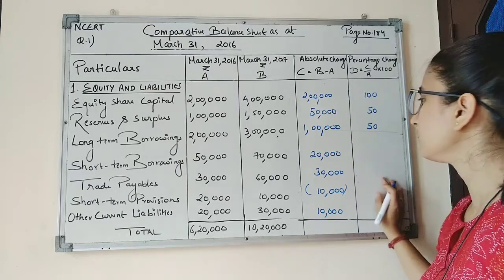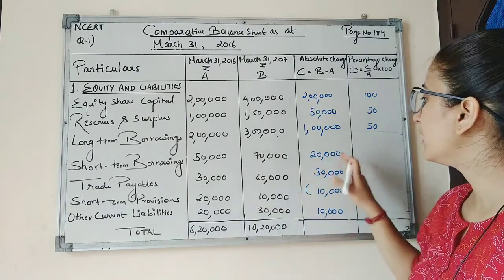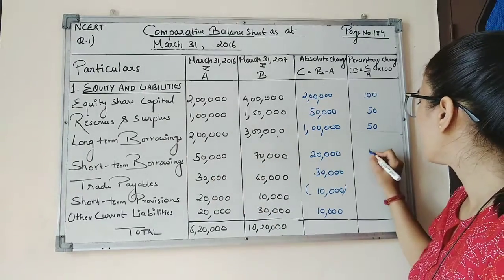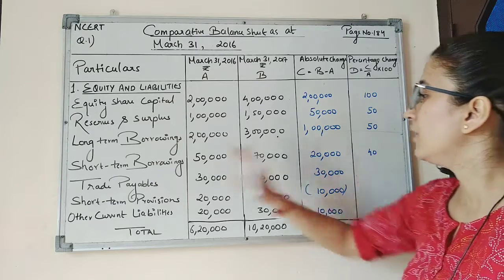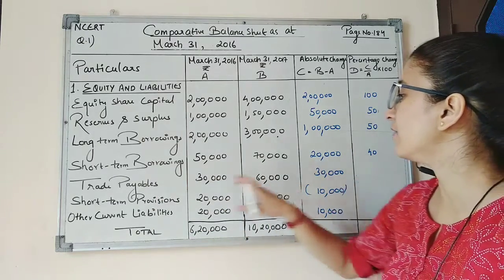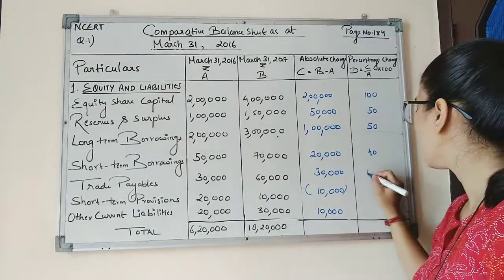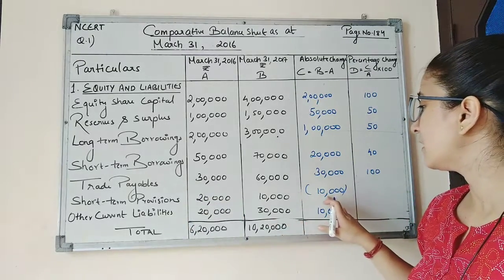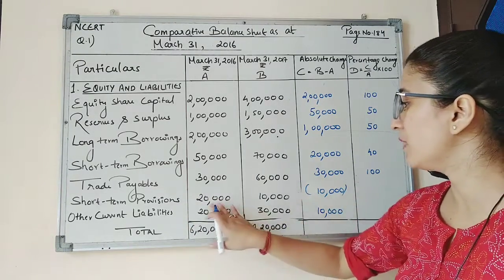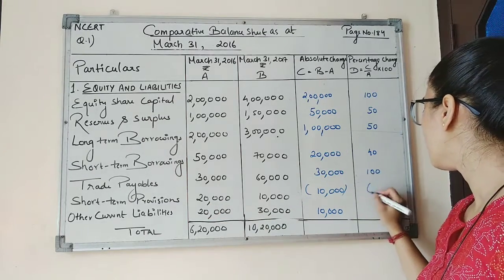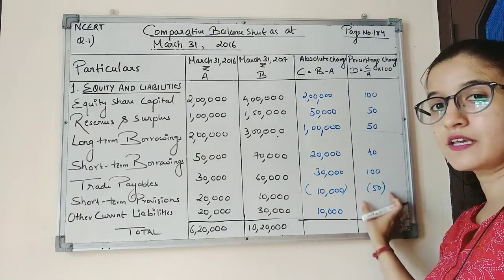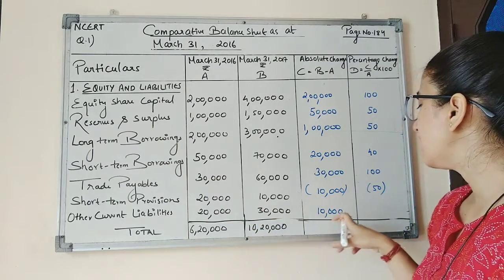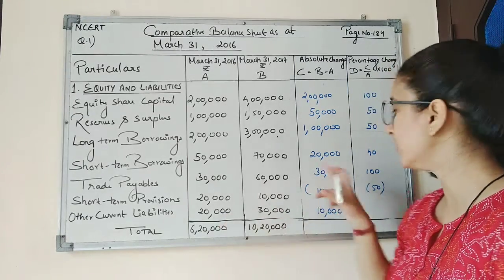Short term borrowings will be 20,000 divided by 50,000 into 100, we will get 40%. Trade payables will be 30,000 divided by 30,000 into 100, which is 100%. Now, short term provisions will be negative 10,000 divided by 20,000 into 100, which is 50%. We will represent this negative percentage in brackets. And other current liabilities will be 10,000 divided by 20,000 into 100, which will be 50%.